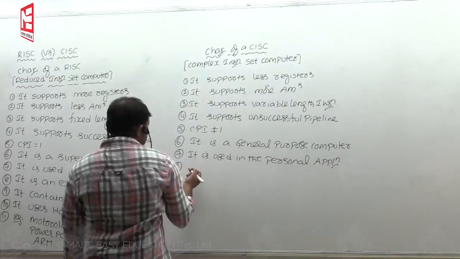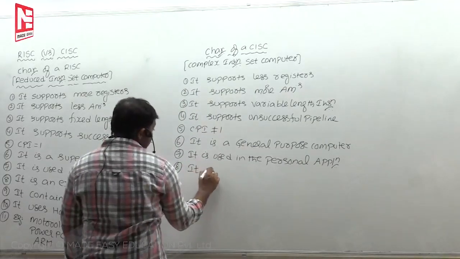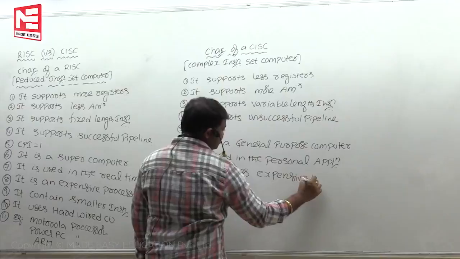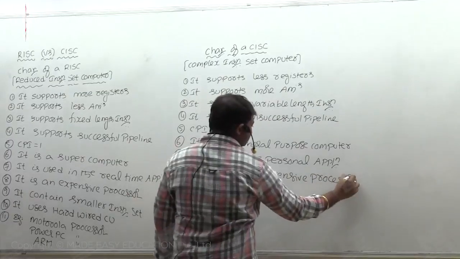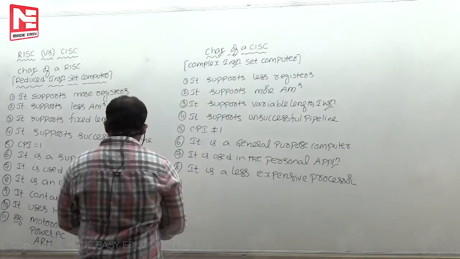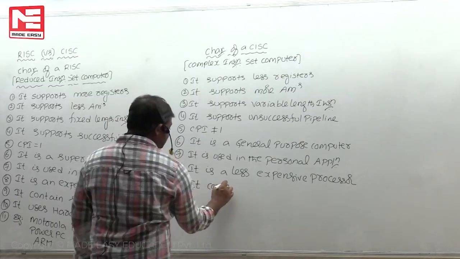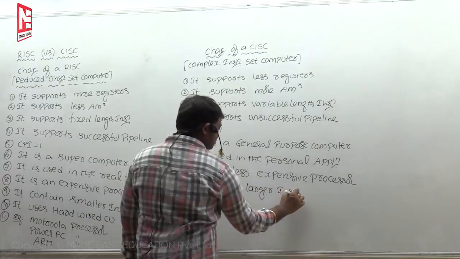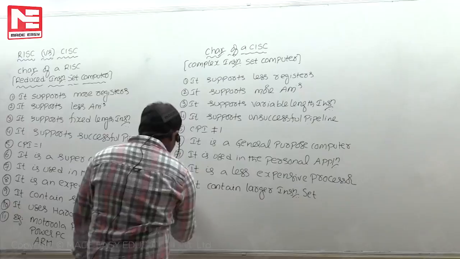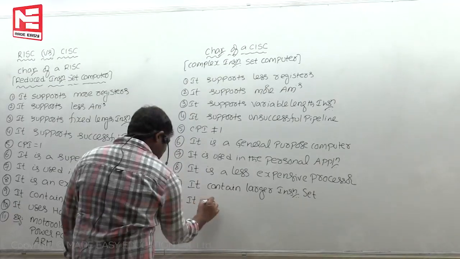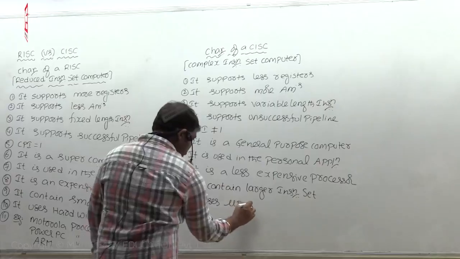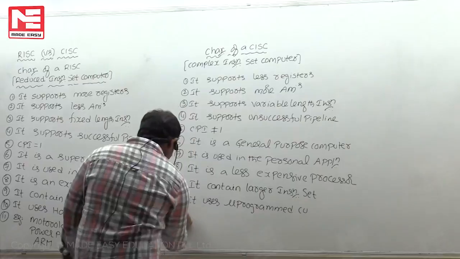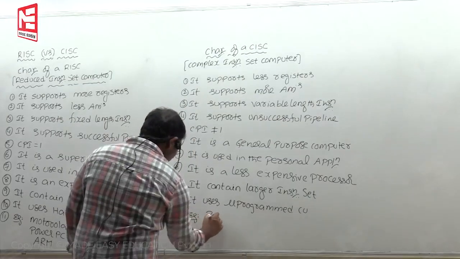Next, it is a less expensive processor. Next, it contains a larger instruction set. Next, it uses a microprogrammed control unit. Next, example, Pentium processors.